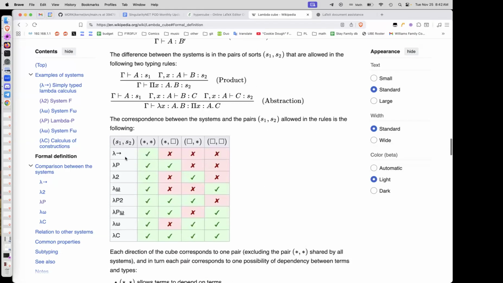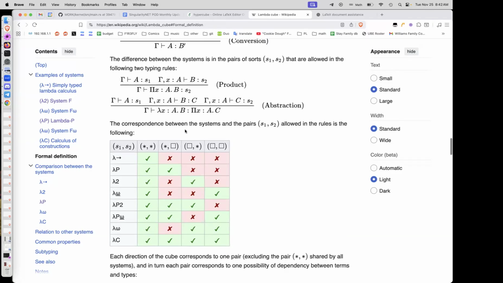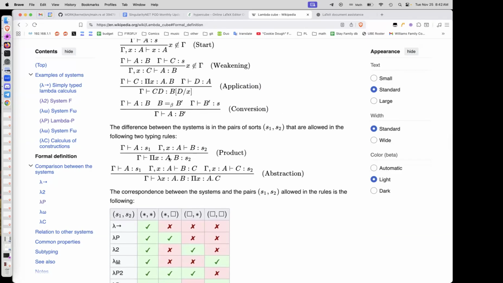So here's the list of different calculi. This one is the simply typed lambda calculus. Here, only star is permissible. So the only thing we can do is put star in for S1 and S2. When we put in star for S1, X colon star means that X is a type.